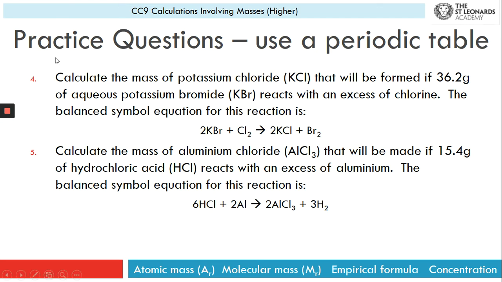And question 5. Calculate the mass of aluminium chloride that will be made if 15.4 grams of hydrochloric acid reacts with an excess of aluminium. The balanced symbol equation for this reaction is 6HCl plus 2Al gives us 2AlCl3 plus 3H2. Again, pause this screen if you need to and see how you get on with it. Press play when you're ready.